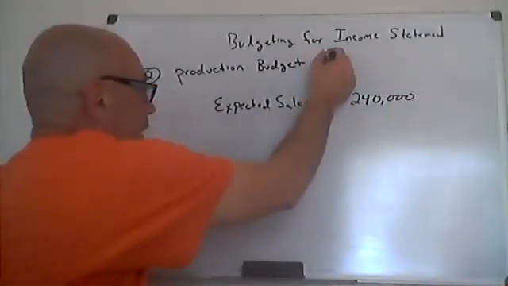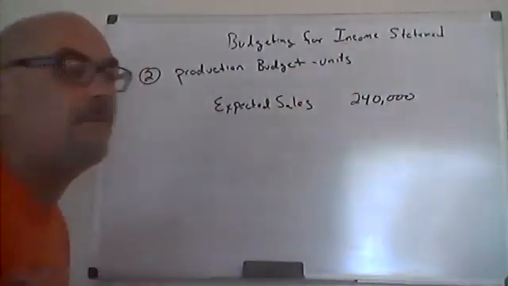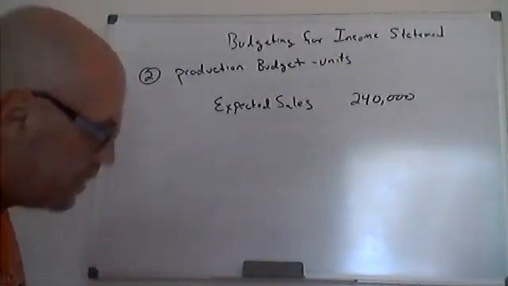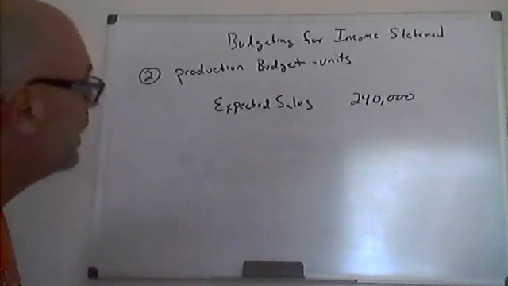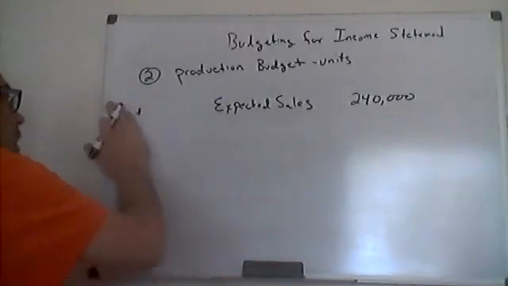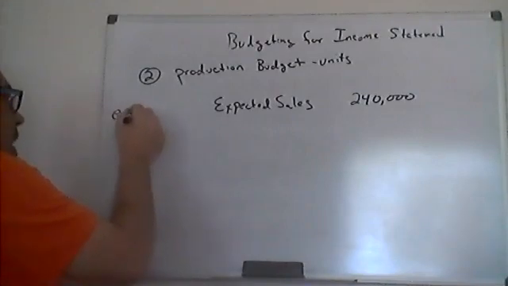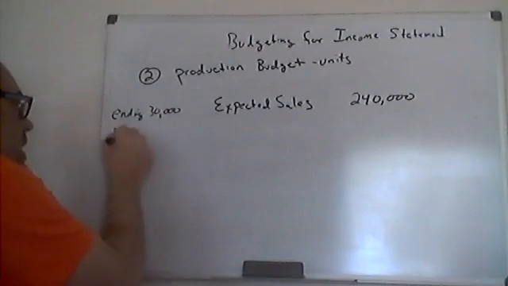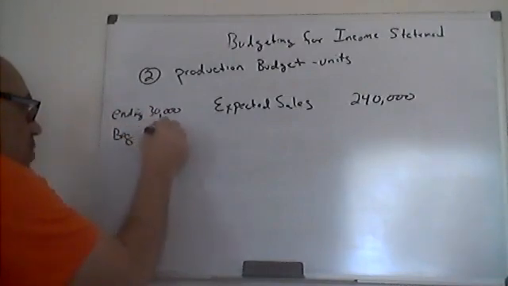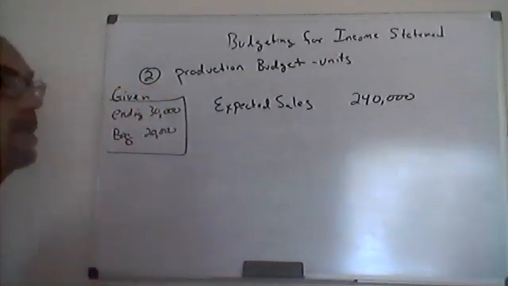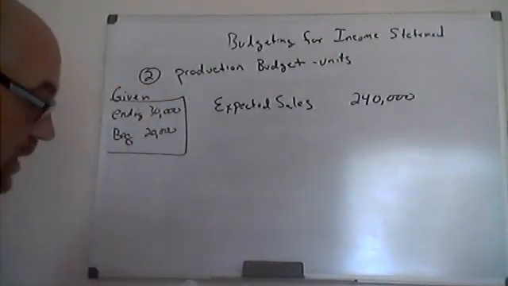Everything we're doing here is on a unit level. We're not worried about the dollar amounts yet. So our expected sales are 240,000. We were also told in the problem that management wants 30,000 in the ending inventory, and our beginning inventory had 20,000. So that information was given to us.